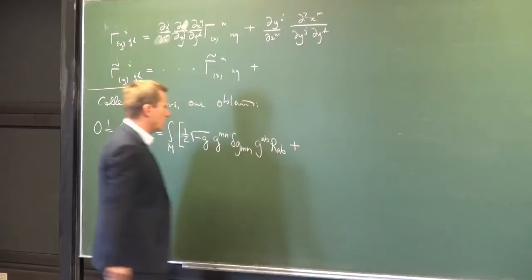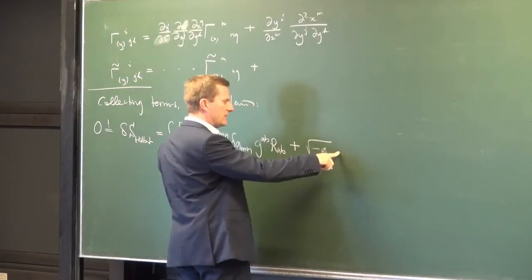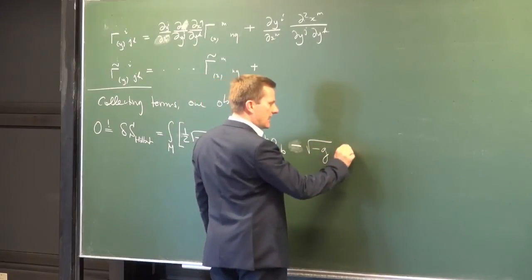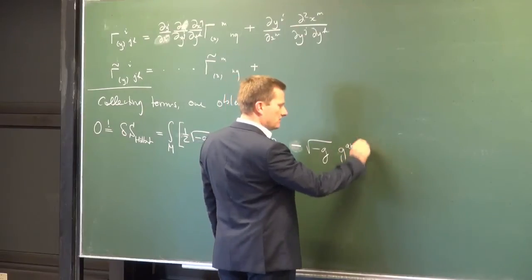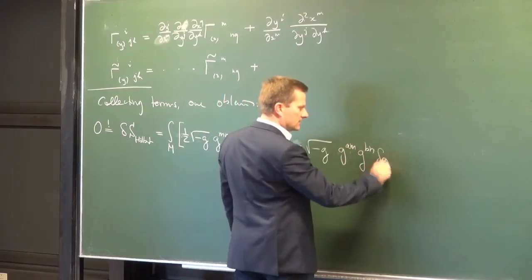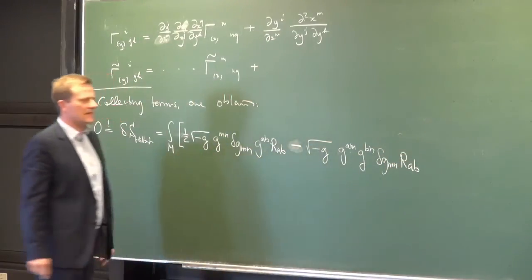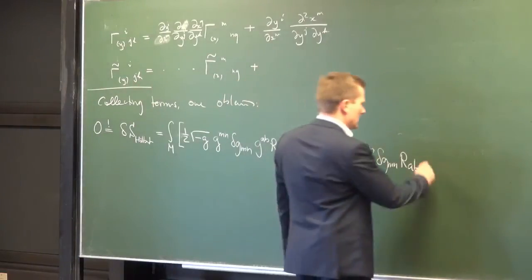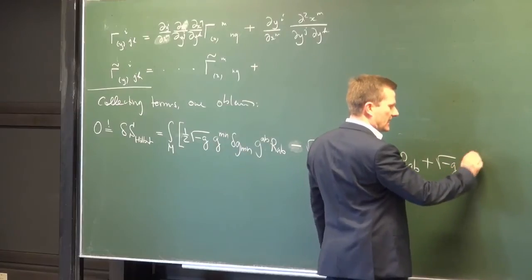Plus, now, there comes another square root of minus g. Now variation of the inverse metric yields a minus g am g bn delta g mn, and it came with an R ab. That's the next term. The third term comes with a plus square root of minus g g ab.